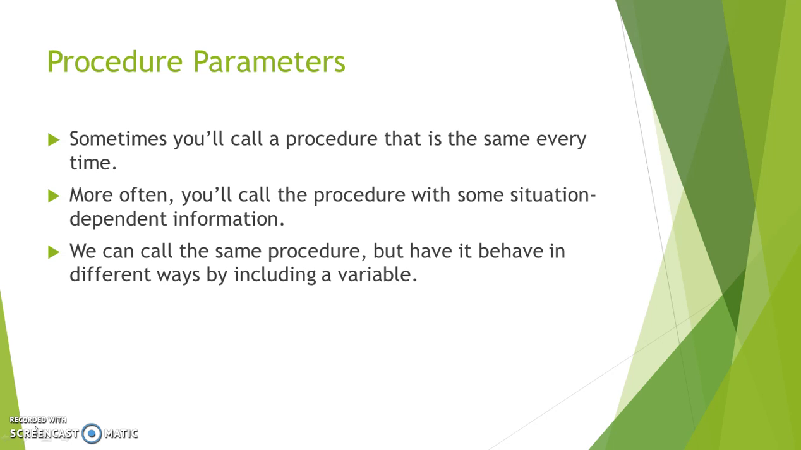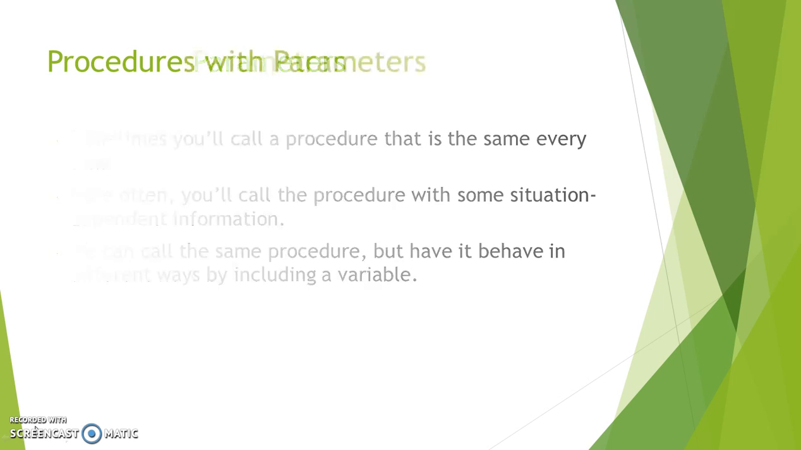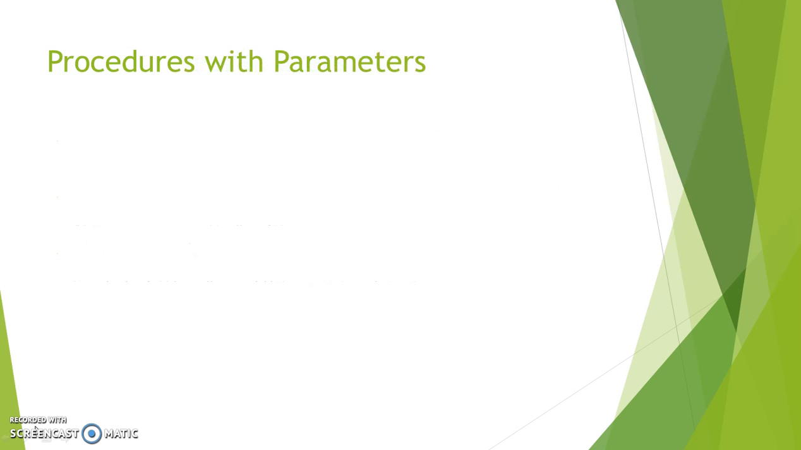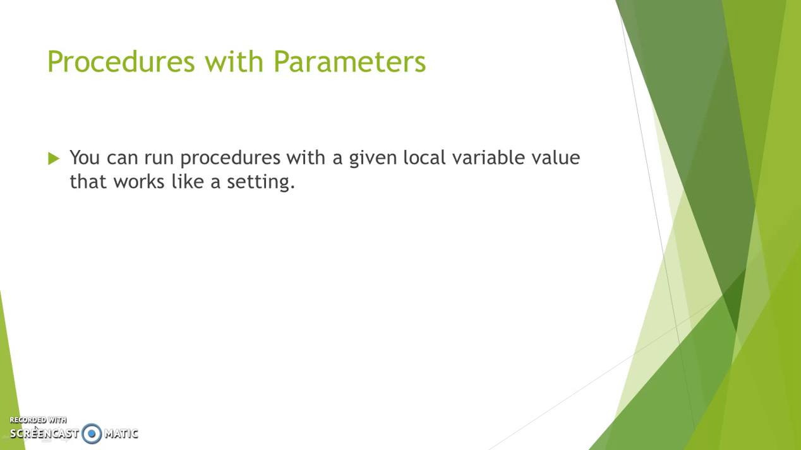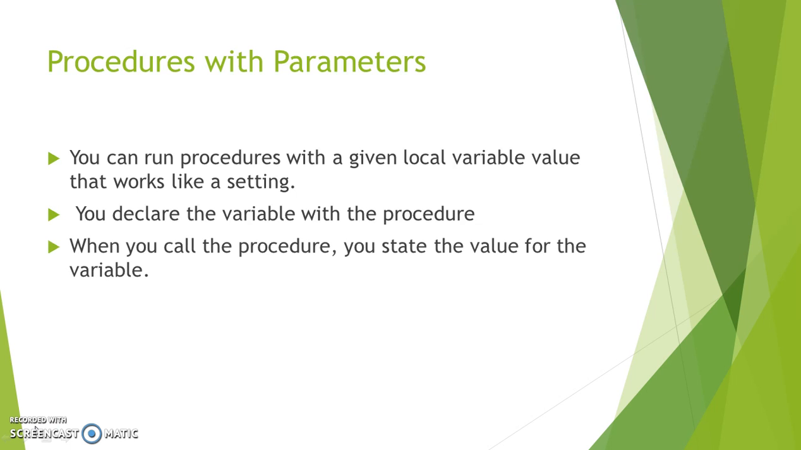So what we do is have the capacity to call that procedure, but give it a value for one or more variables such that it can use this and change its behavior. So these parameters, we can run the procedures with a given local variable value that works like a setting. And we declare the variable with the procedure, and then when we call the procedure, we give it a value for that variable.